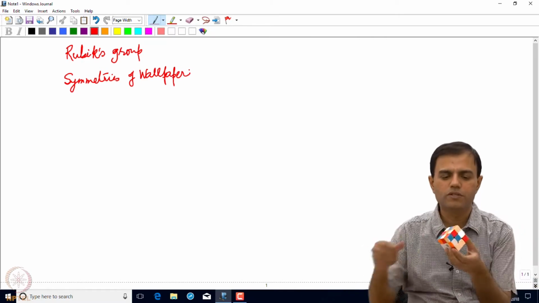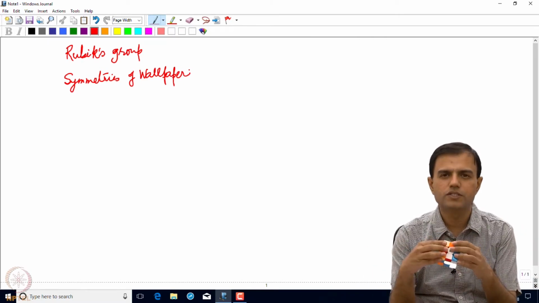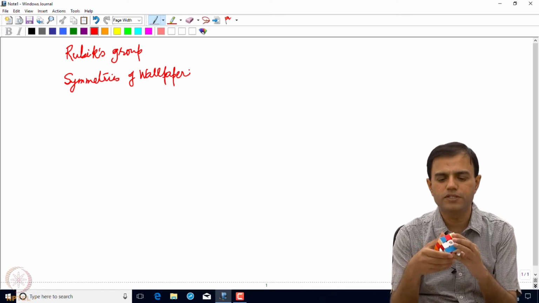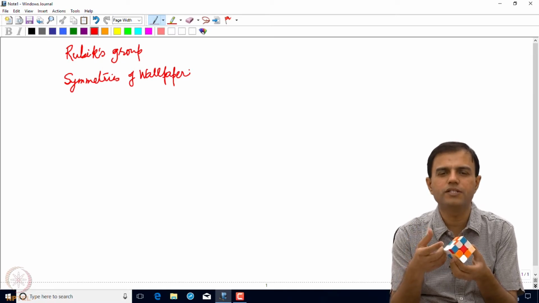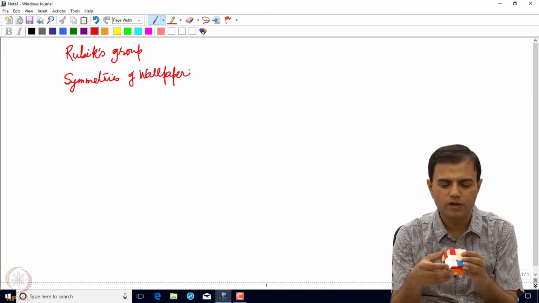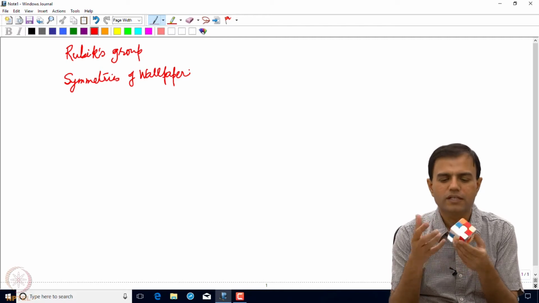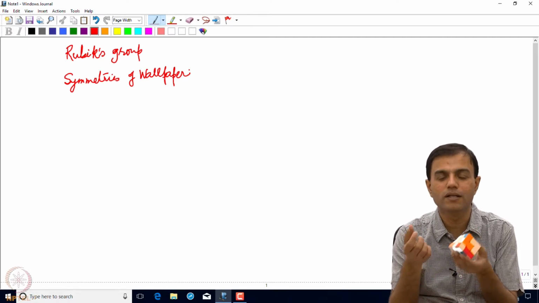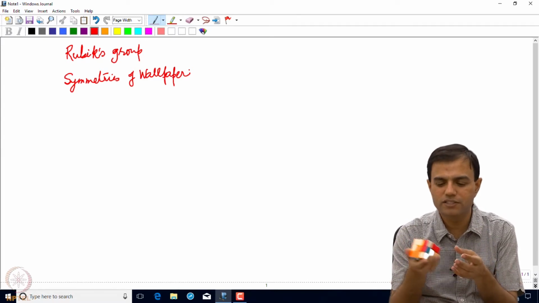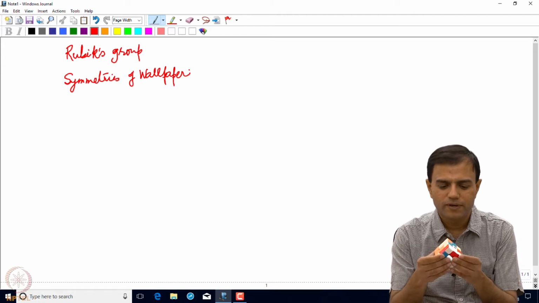So what was Rubik's group? It was just a group of all permutations, all possible states of a Rubik's cube. So in that sense, Rubik's group or the Rubik's cube is a very tangible representation of a group. You can touch it, you can feel it, and the group is right there in your hand. All possible 4 into 10 to the power 19 states, more than that, they are just in your hand, right?